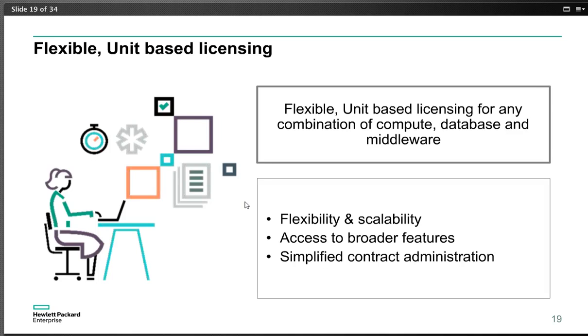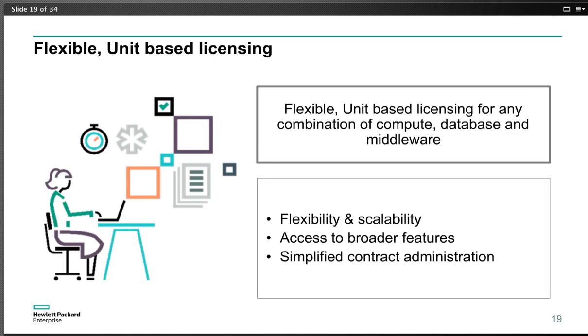But before I do that, another new introduction that we're making with the DCA suite is because we have structured the solution for multiple infrastructure tiers, specifically for compute, databases, and middleware. The entitlement structure for the DCA suite is also changing. We're changing it to a flexible unit-based entitlement, which allows our customers to consume the capabilities either in compute space or in databases or middleware space.